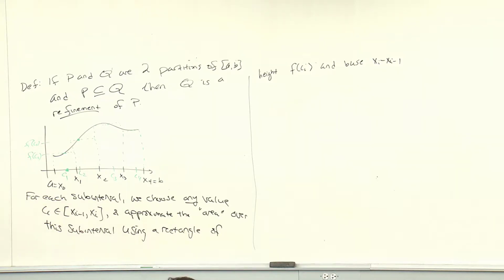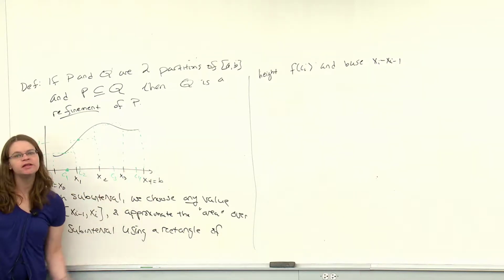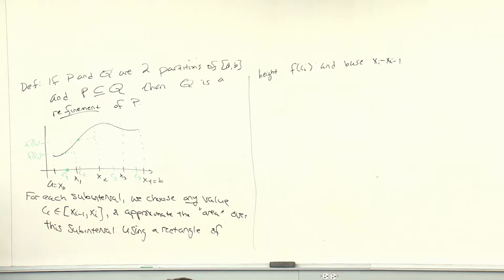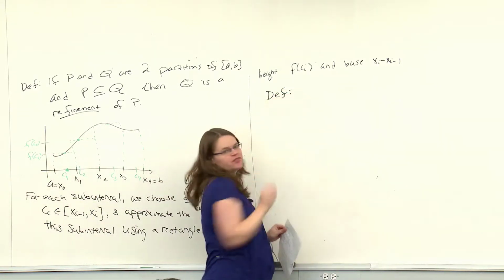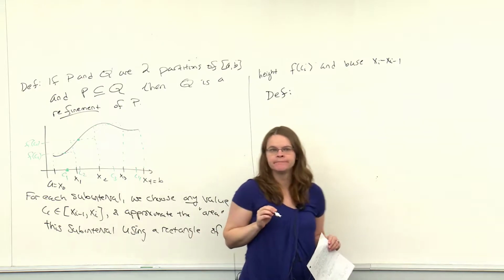And then I add up all of the areas of all these individual rectangles, and I get some number, which may be close to our target number. Maybe it's not. Don't know yet. But whatever number we come up with, we're going to say this is a Riemann sum of f over this particular partition. Okay, so this is the definition of a Riemann sum.